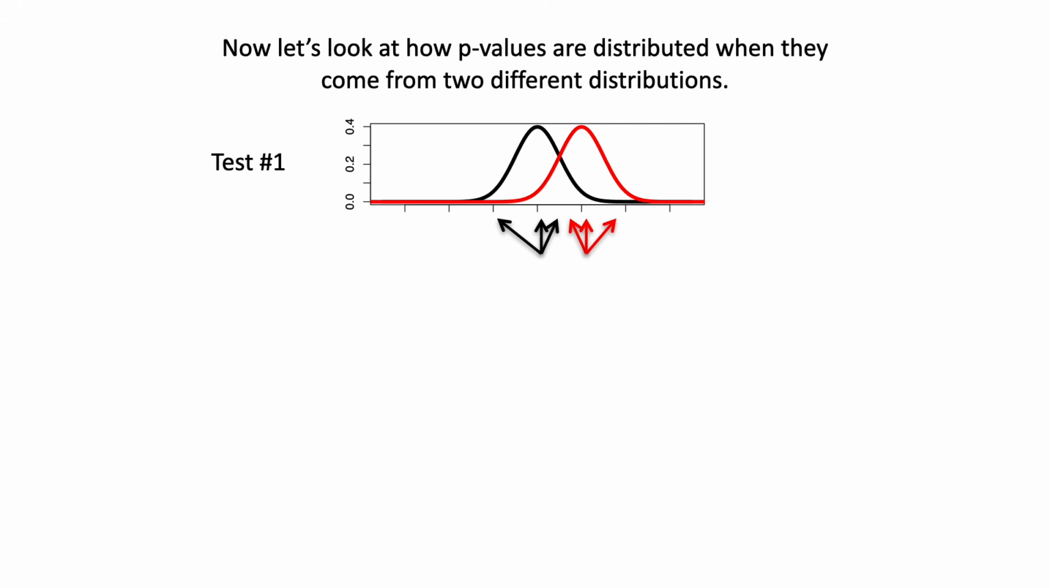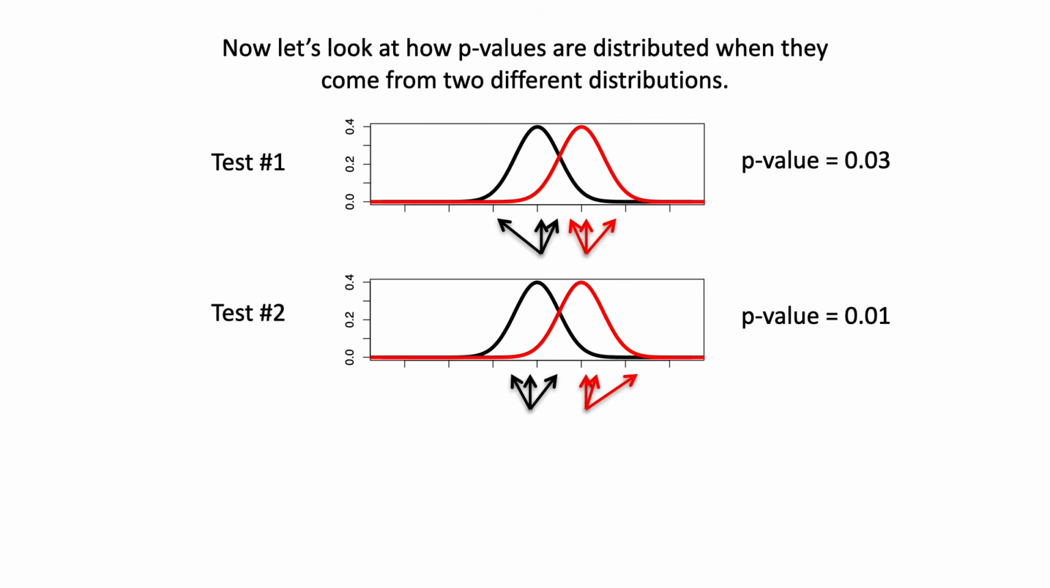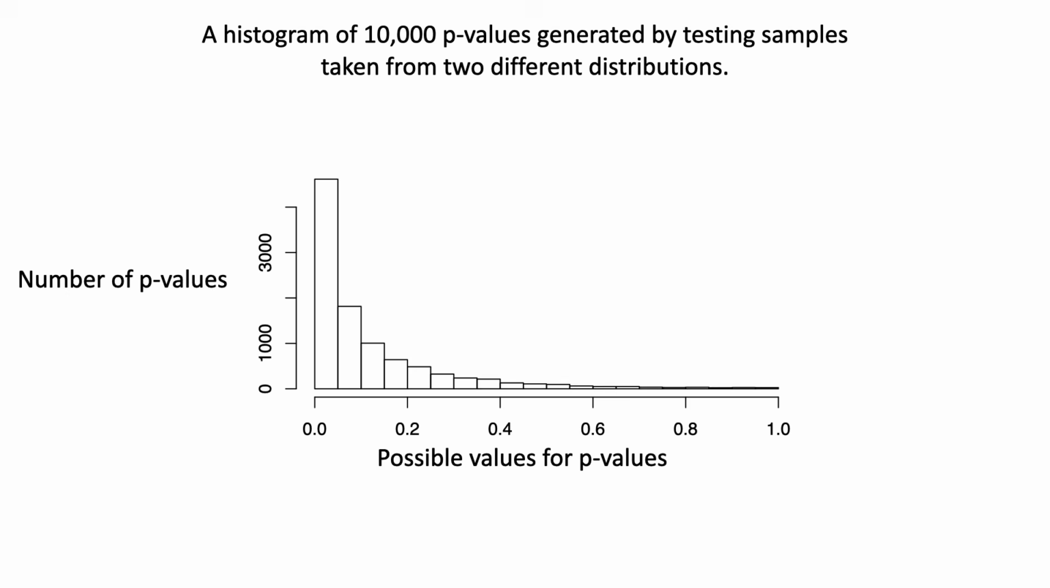Like before, we take 2 samples. Since the samples are now coming from 2 separate distributions, there's a higher likelihood that the 2 samples will be separated and not overlap. When we do the statistical test, in this case, we get a p-value that equals 0.03. And then we do the exact same thing for test number 2. Notice that both of the p-values are less than 0.05, so they're statistically significant. Since the samples were taken from 2 separate distributions, this is what we'd expect. Like before, we repeat this process 10,000 times.